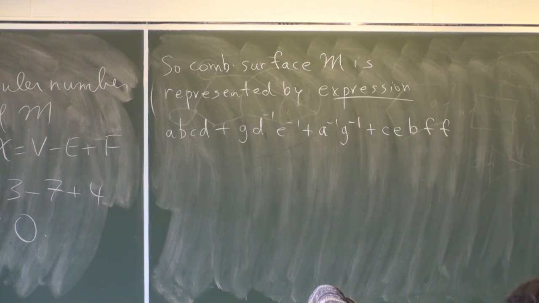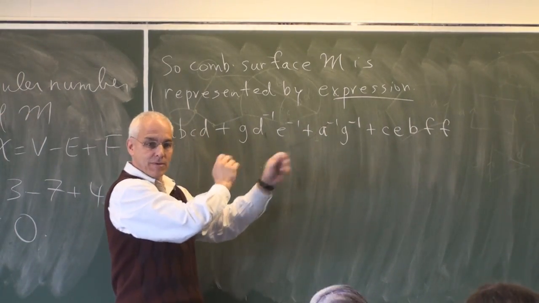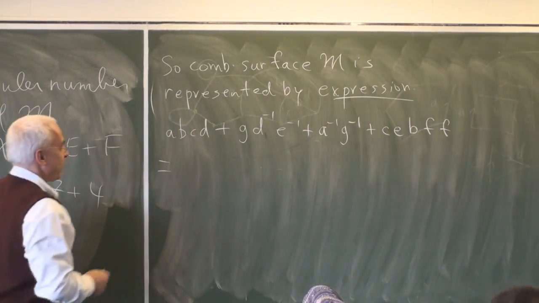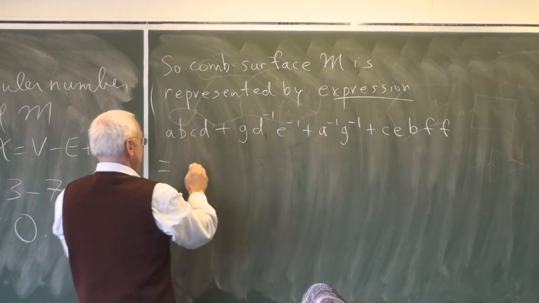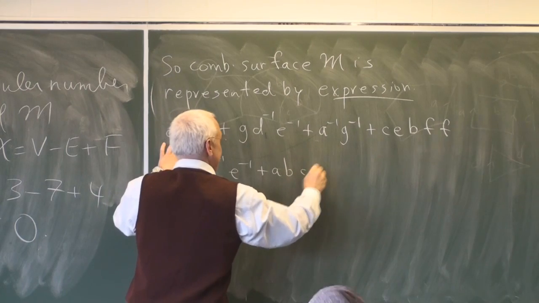But this is non-unique. We've made various choices. First of all, we've chosen which order to list the polygons. It clearly doesn't matter what order we list it. So we can sort of commute these words. For example, we could write G, D inverse, E inverse first, and then A, B, C, D.